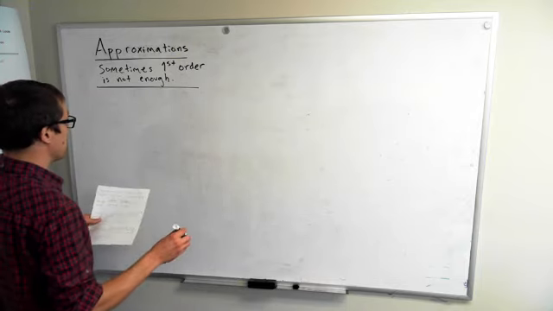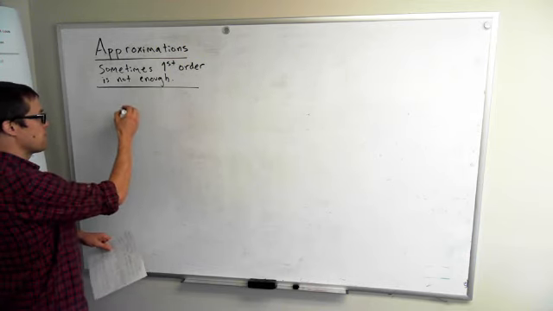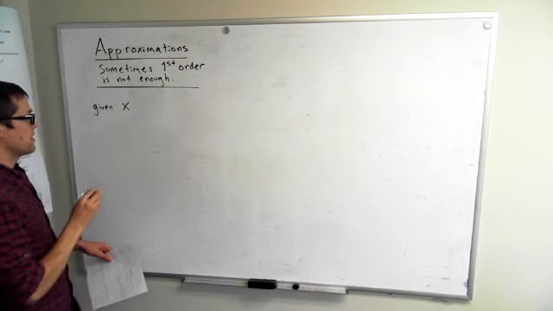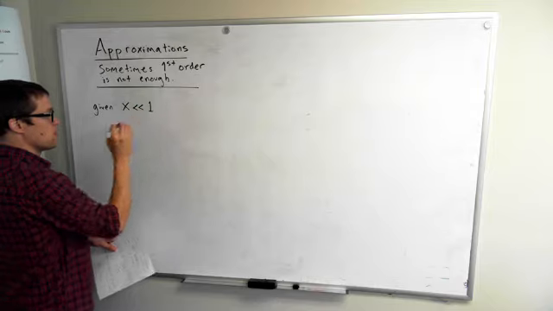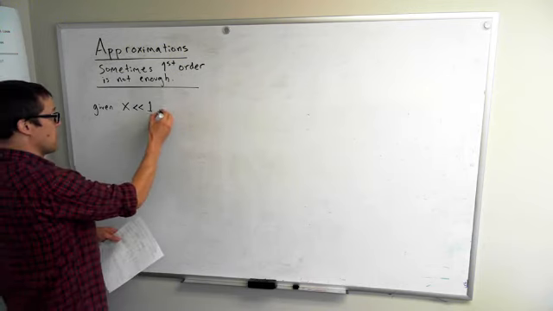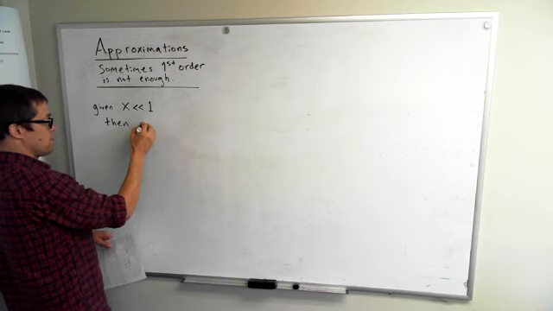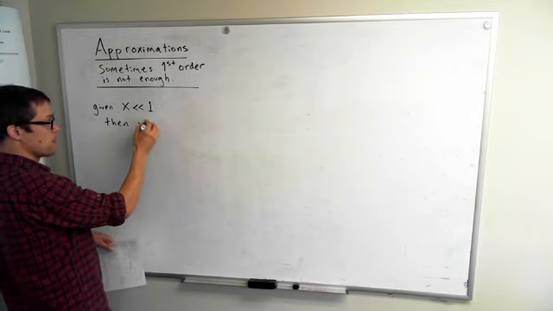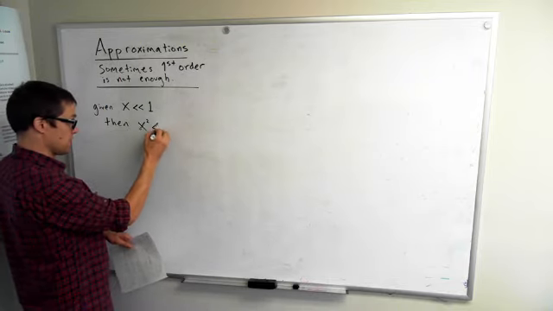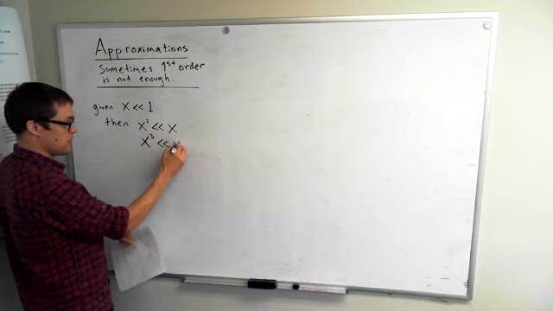So the basic idea is that if you have some variable, let's call it x for now, and you're given that x is somehow much less than 1 or much less than some other variable, then we know that if x is much less than 1, then x squared is something that's really, really small, much, much, much less than 1, and in fact is going to be much less than x. And likewise, x cubed is going to be much less than x squared.